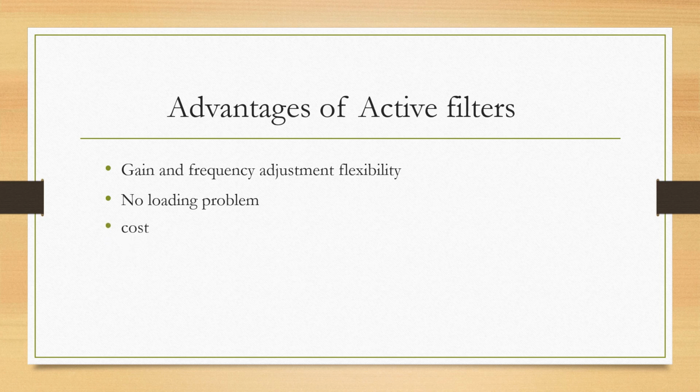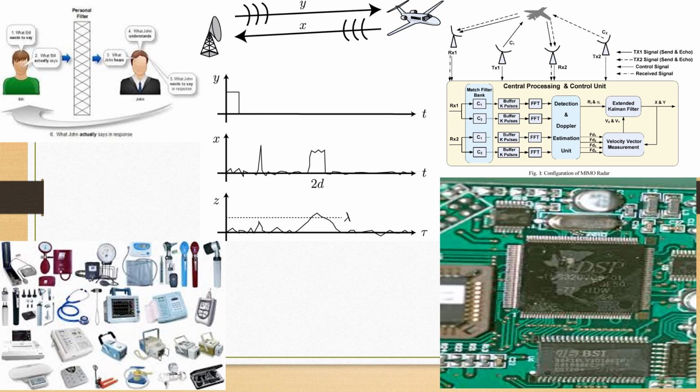And the third advantage is the cost. Since active filters use operational amplifiers, there is a variety of cheaper op-amps, and with the absence of inductors in the circuit, the cost is more economical. Active filters have these advantages over the passive filters.